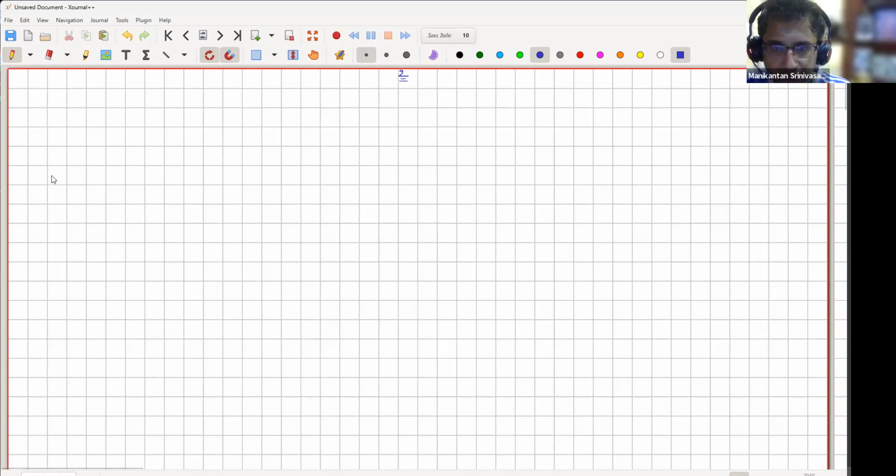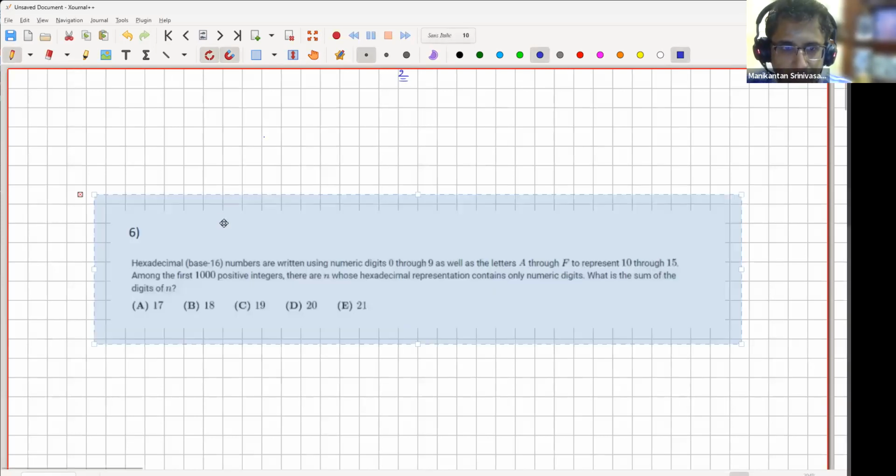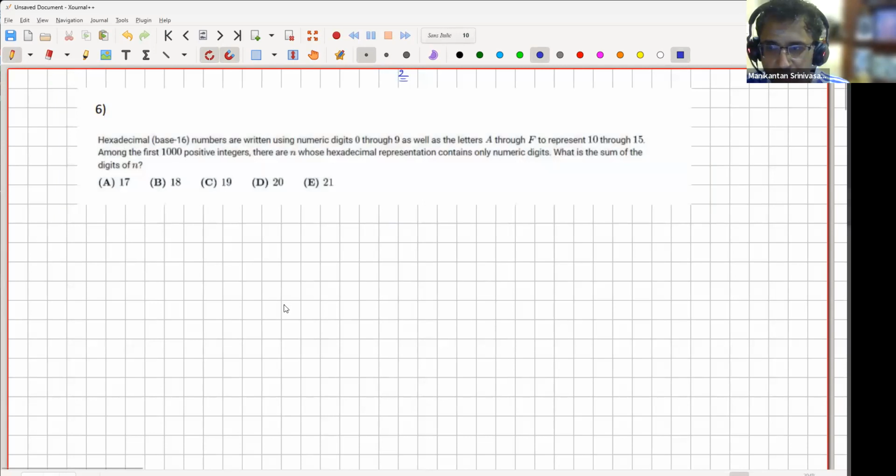Homework 8. Navya, can you remind me which problem we were on last time? Did we discuss that base 16 question? No. Okay. I think I remember discussing what base 16 or base 3 or base 10 means. Is everyone clear on this base concept, or does anyone need a recap?